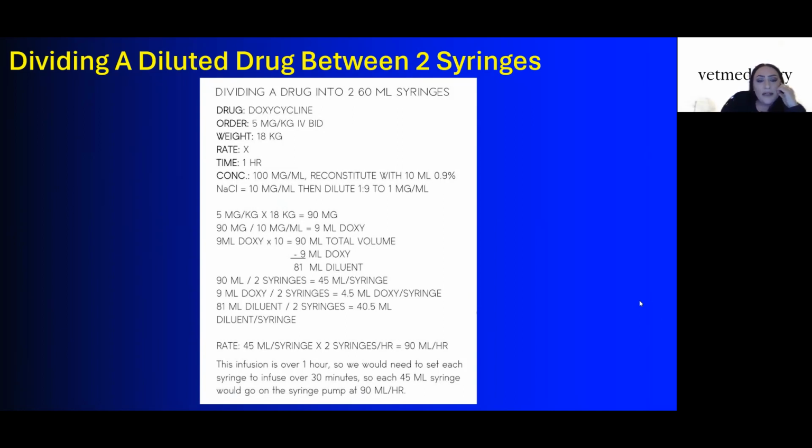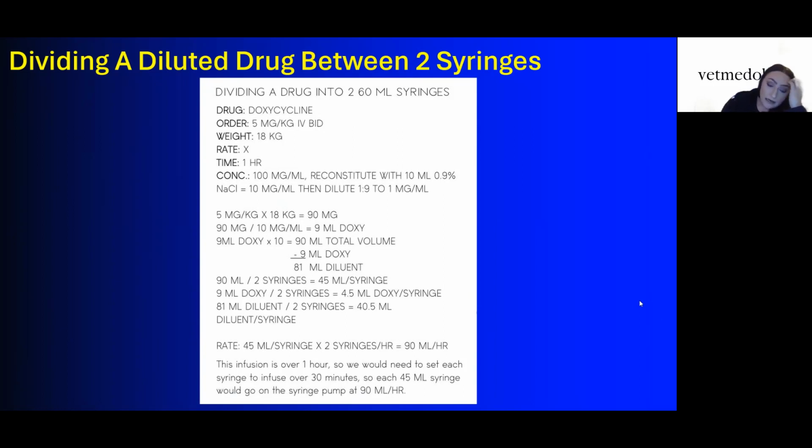So 5 mgs per kg times 18 kgs is 90 milligrams. 90 milligrams divided by 10 mgs per mil equals 9 mils doxy. 9 mils doxy times 10 equals 90 mils total volume minus 9 mils doxy equals 81 mils diluent. 90 mils divided by 2 syringes equals 45 mils per syringe. So 9 mils doxy divided by 2 syringes equals 4.5 mils doxy per syringe. 81 mils diluent divided by 2 syringes equals 40.5 mils diluent per syringe.